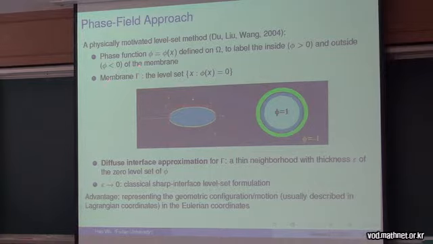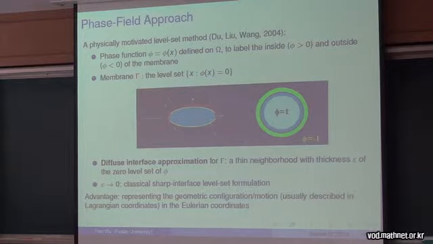In this approach, instead of tracking the surface, we just introduce a phase function phi on the computational domain omega. And here it's a picture. Inside we can let this phase function be 1 or positive, and outside be -1 or negative. And the membrane is just represented by the zero level set of this indicator function. Still, this is the level set approach, and it's still difficult.